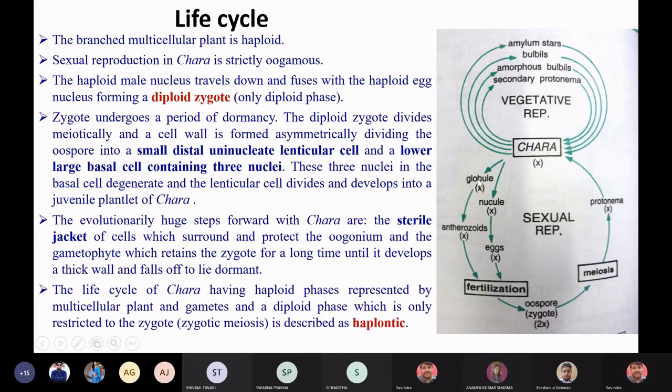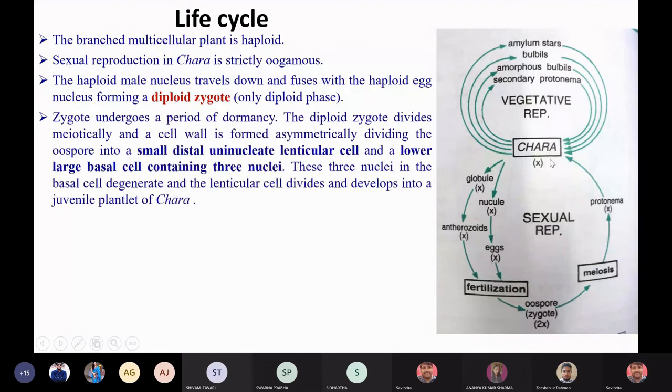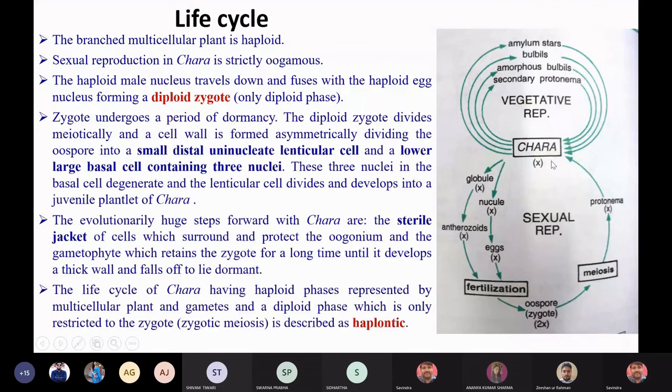and sexual reproduction will take place by globule and nucleus, which are both haploid. One will give rise to anthrozoids, another will give rise to the egg cell. It will get fertilized and form zygote or oospore. This is the only diploid structure, and it will undergo meiosis. Okay, and meiosis will give rise to protonema, so this protonemal initial will give rise to the chara, and the rhizoidal initial will give rise to the rhizoids of this chara. So this is all about the life cycle.